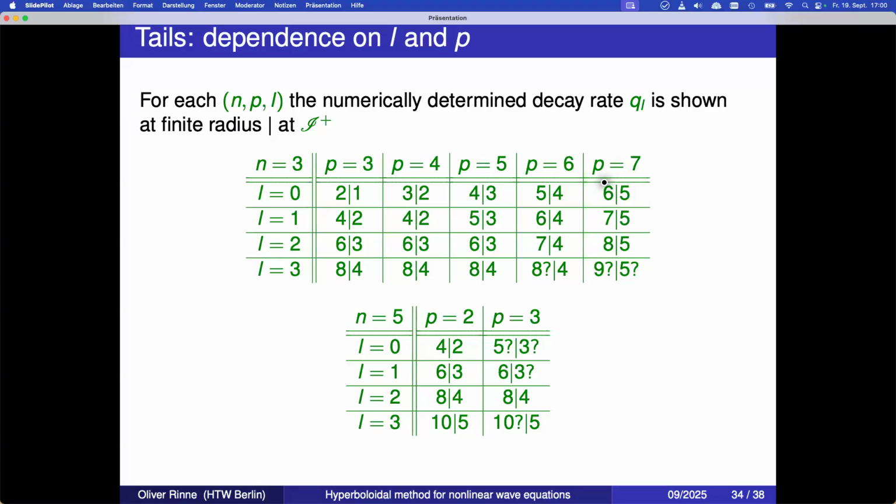And in each entry of this table, I show you the decay rate, first of all, at a finite radius, which is this left value, but then also at scri, which is this value here to the right-hand side. There are some question marks, which are values that are uncertain, because this is still quite challenging numerically. These fields decay very fast, in particular if the exponent p of the nonlinearity is very large. It's quite difficult to observe this decay.